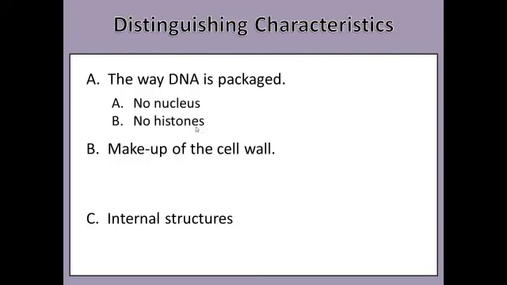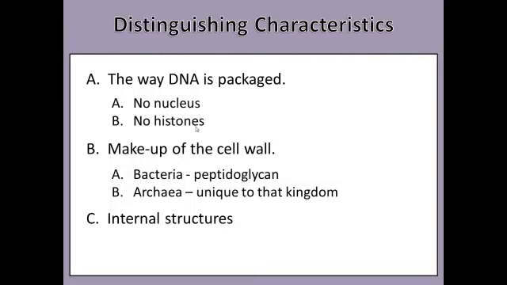Moving on to the cell wall, bacteria have peptidoglycan, and archaea have molecules that are unique to that kingdom. They could be pseudopeptidoglycan, they could be straight proteins. I'm not going to make you remember them, okay? But just remember that archaea do not have peptidoglycan, but they also don't have cellulose and chitin and other molecules that are unique to eukaryotic kingdoms. Internal structures. Prokaryotes do not have any membrane-bound organelles.